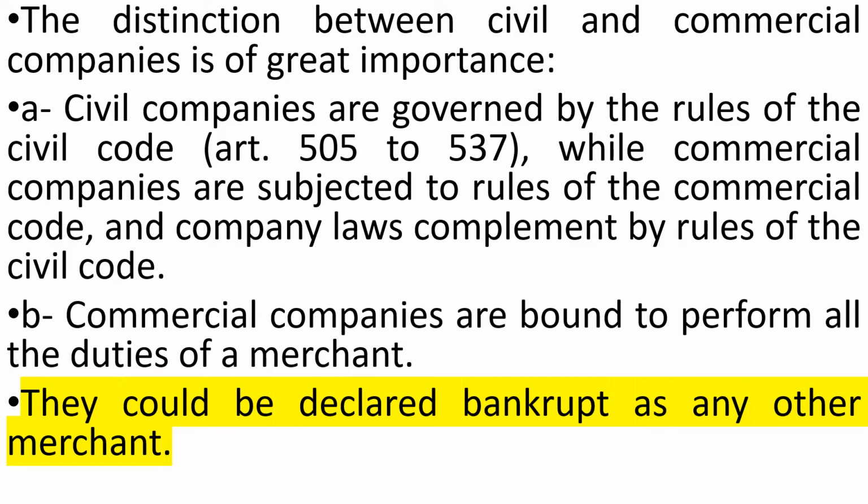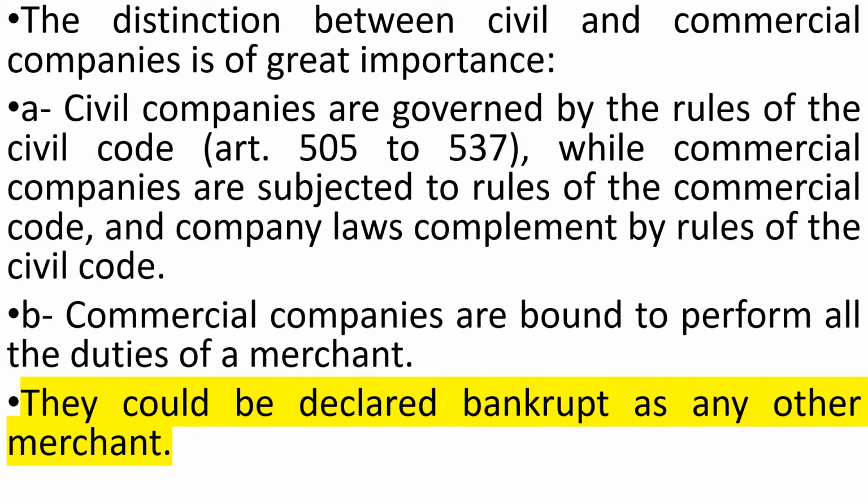According to the definition, there are two types of company: civil company and commercial company. There is a big difference between them. A civil company is governed and managed according to the Civil Code. On the other side, a commercial company is governed and managed according to the Commercial Law of 1999.